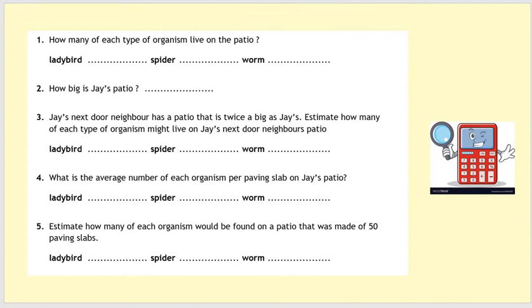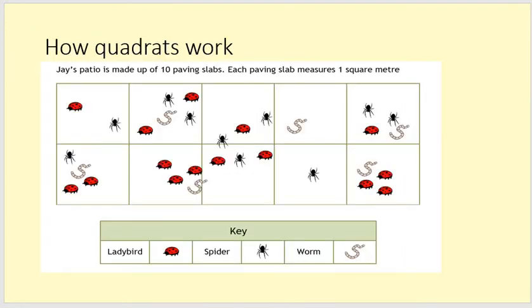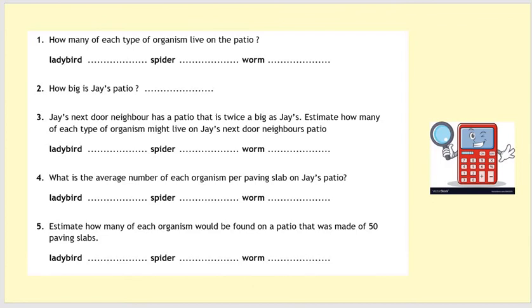Now, here are the questions, and we've got our little calculator friend there to tell you you're going to need a calculator. How many of each type of organism live on the patio? Not on an individual quadrat, on the patio, all together. So you're going to have to add them up. Calculator could be handy. How big is Jay's patio? You'll have to count the number of squares. It does tell you. Each slab is 1 square metre, so you've got all the information you need there.